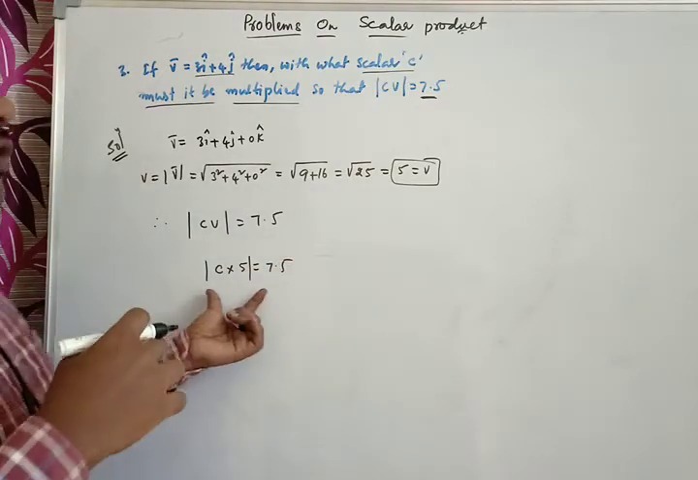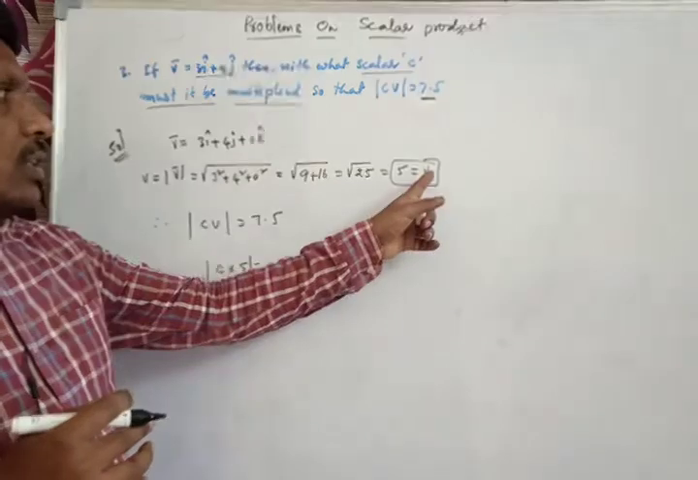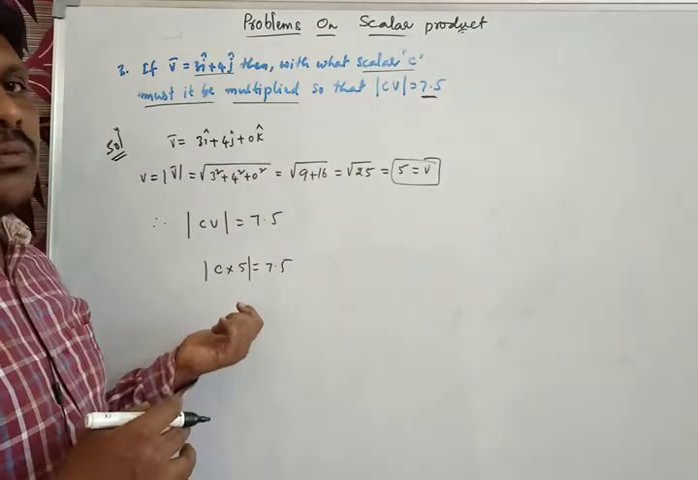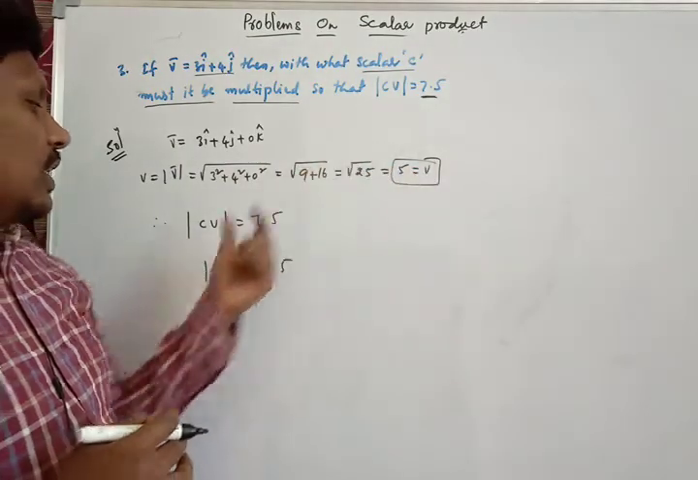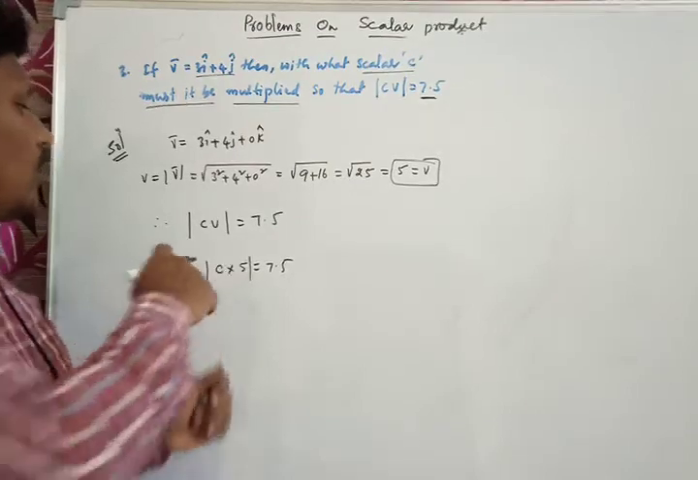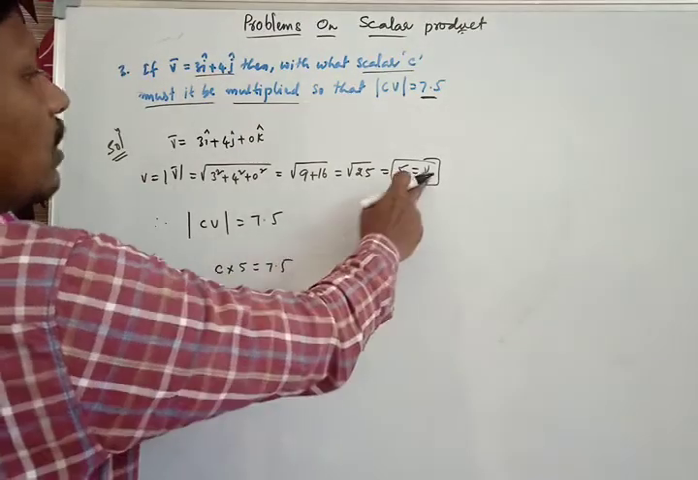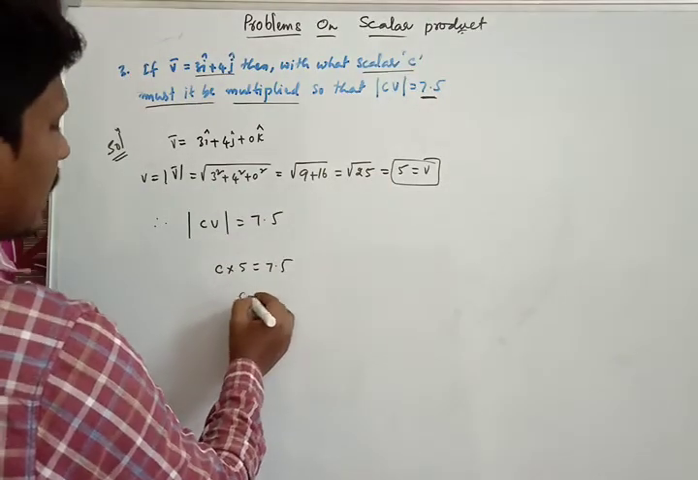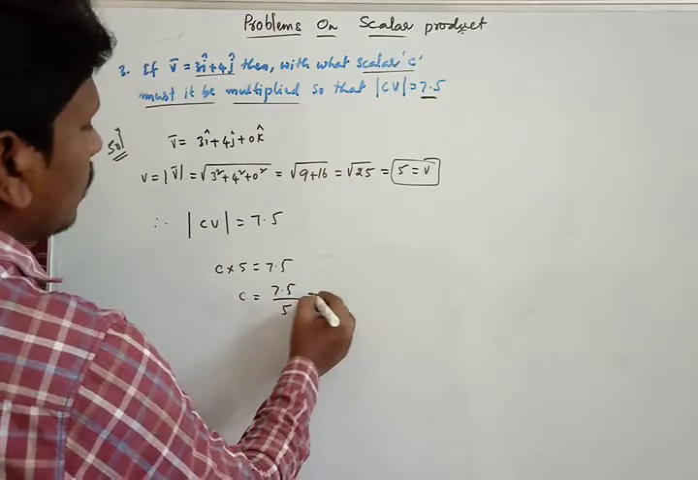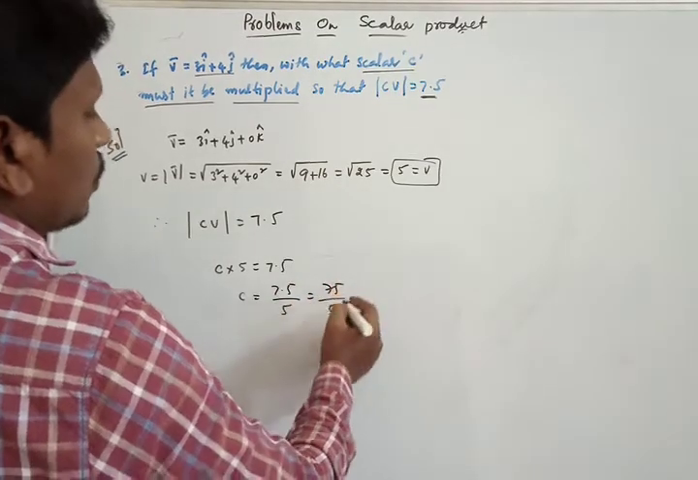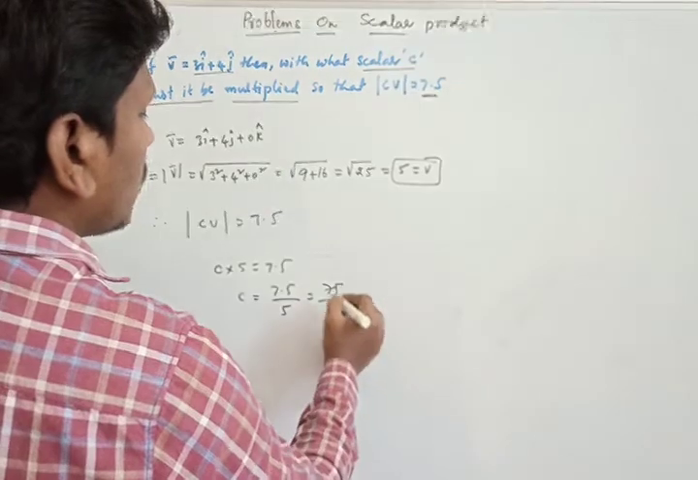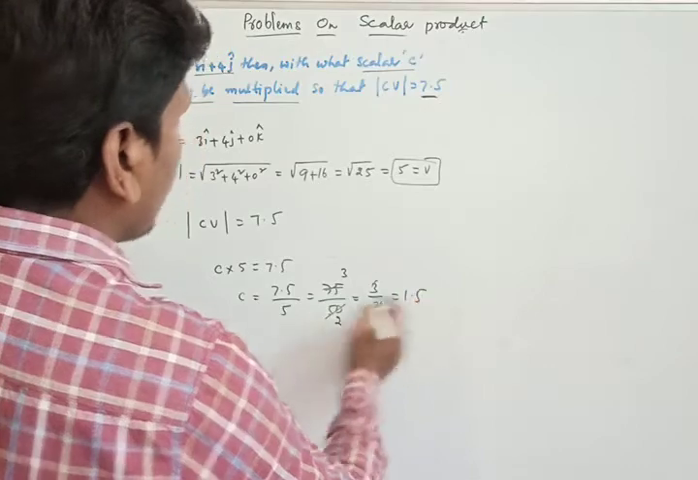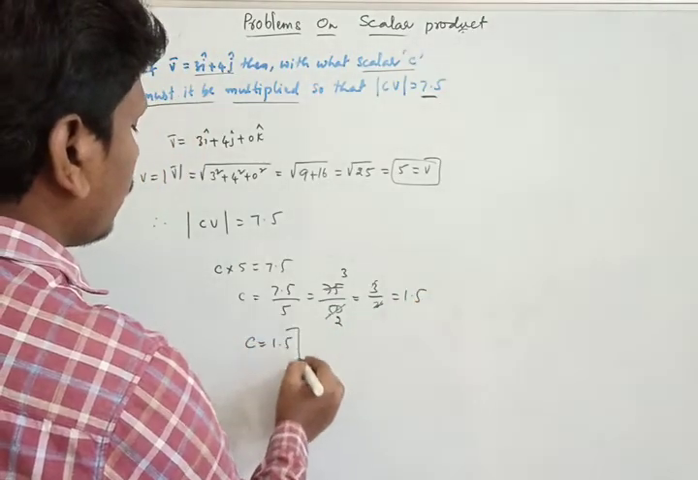Okay, so why should we use mod? Even if the V value were -5, it becomes positive whenever the value is taken for the mod. So here there is no need to take the mod because we got a positive value, that is 5. Now from this we can write C is equal to 7.5/5, which is 75/50, so we can write it as 3/2, that is 1.5. C value is 1.5.